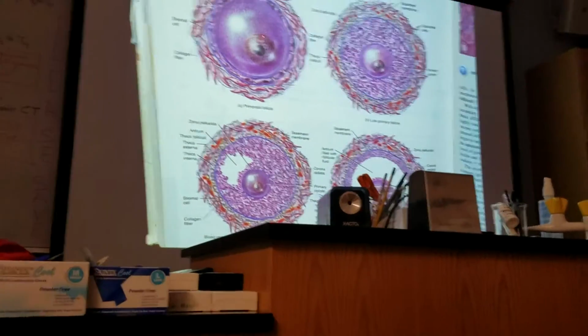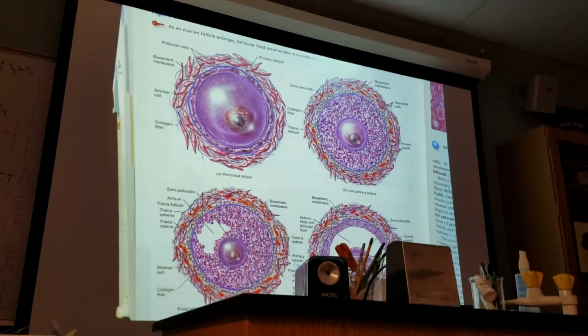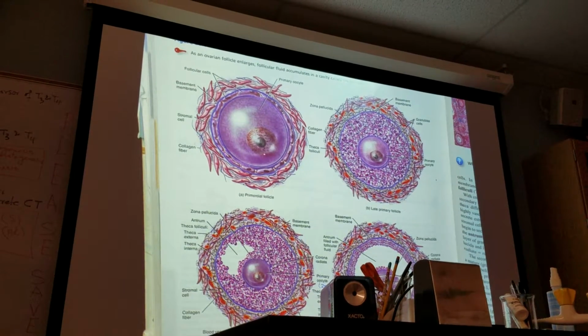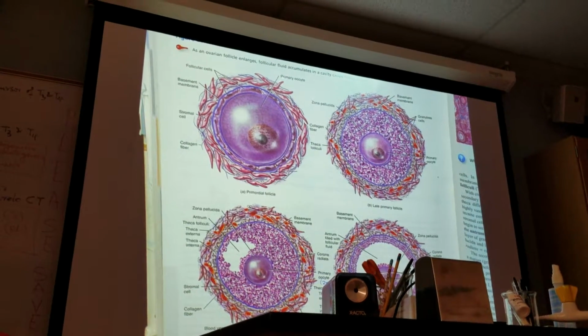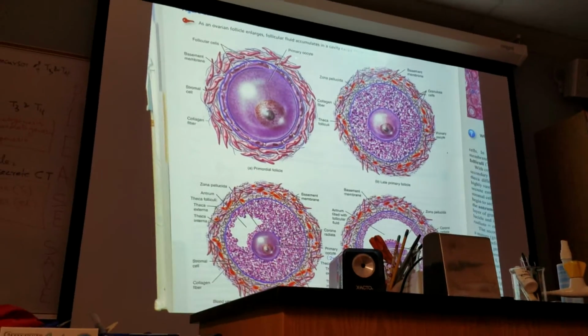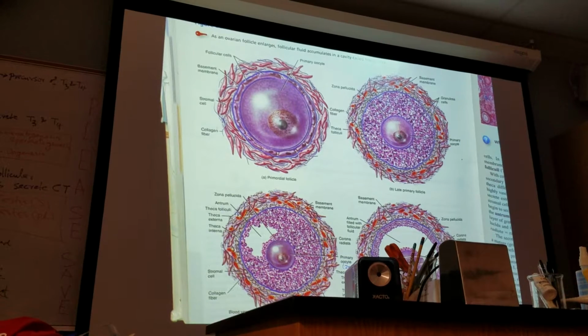Chromosomes, meaning one set from father, one set from mother. If this was from a human being, how many chromosomes will be there in the primary oocyte nucleus? 46. 23 plus 23, 46.